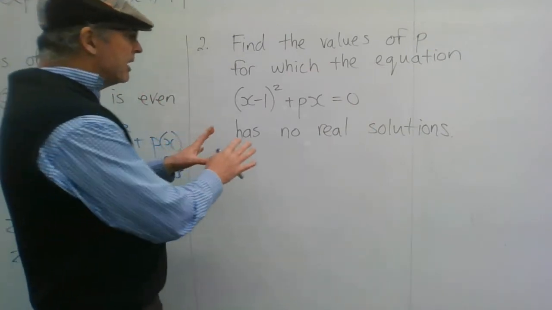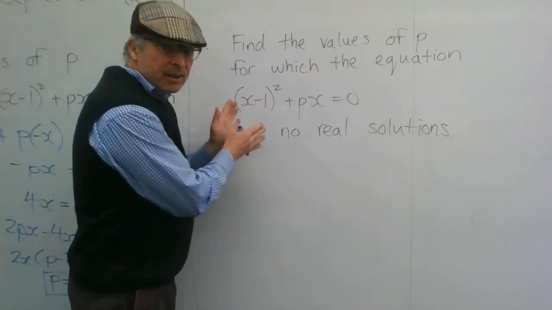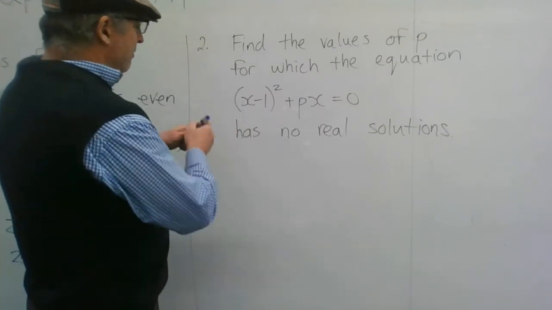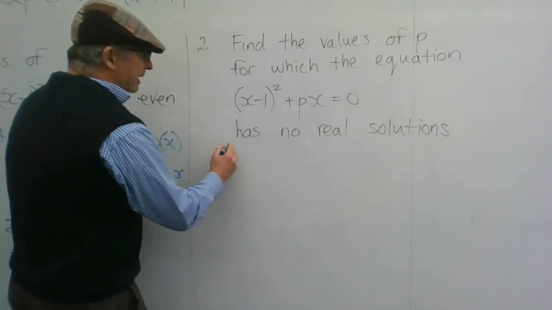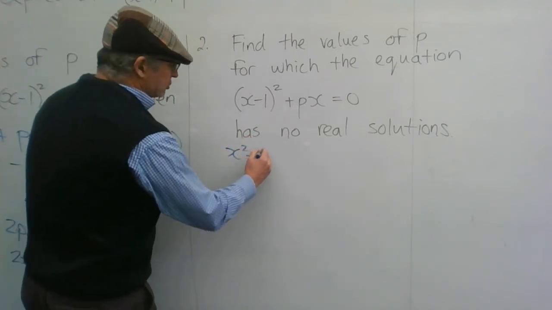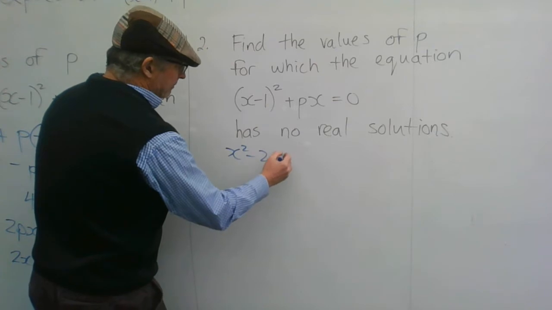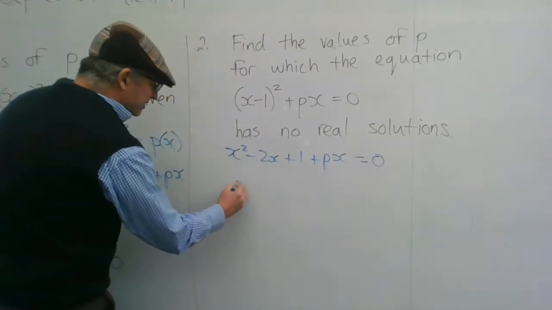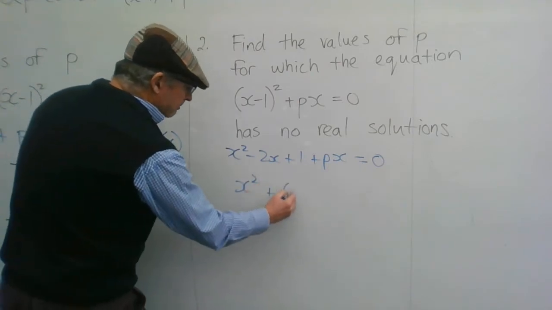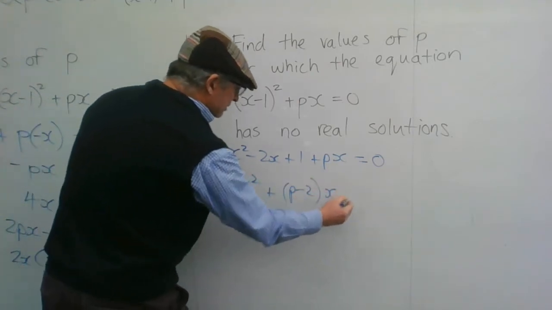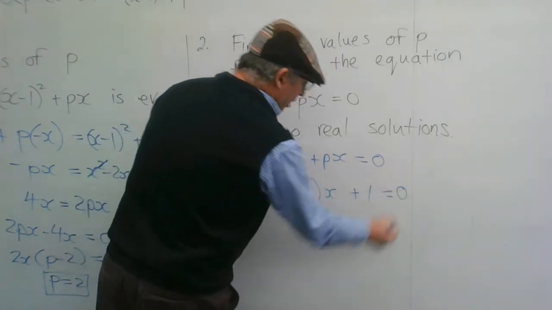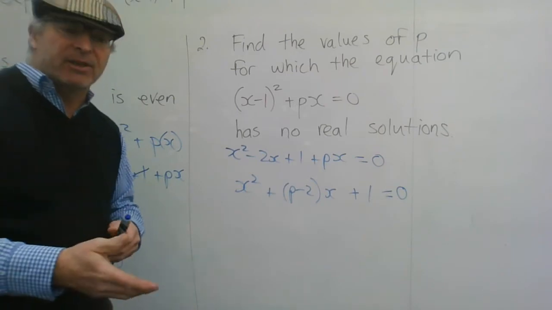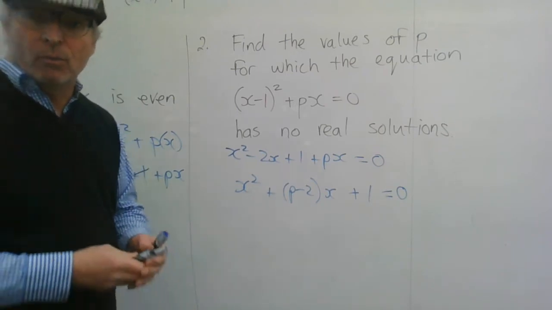The first method is to make the discriminant of this be less than 0, and I think that's probably our best bet. So I might just expand this out and make it x squared minus 2x plus 1 plus px equals 0. So it's x squared plus (p minus 2)x plus 1 equals 0. I've just written it in a form where I can see the a, b and c in the discriminant, so I can work that out.